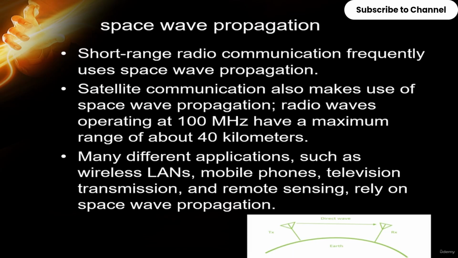So line of sight transmission or direct wave propagation is used here. Next we will see space wave propagation. In space wave propagation, it is just a short range. Short range frequencies are usually used to transfer, and the radio waves operate at 100 megahertz with a maximum range of 40 kilometers only. They are applicable in wireless LANs, mobile phones, television transmission, and remote sensing applications like that.